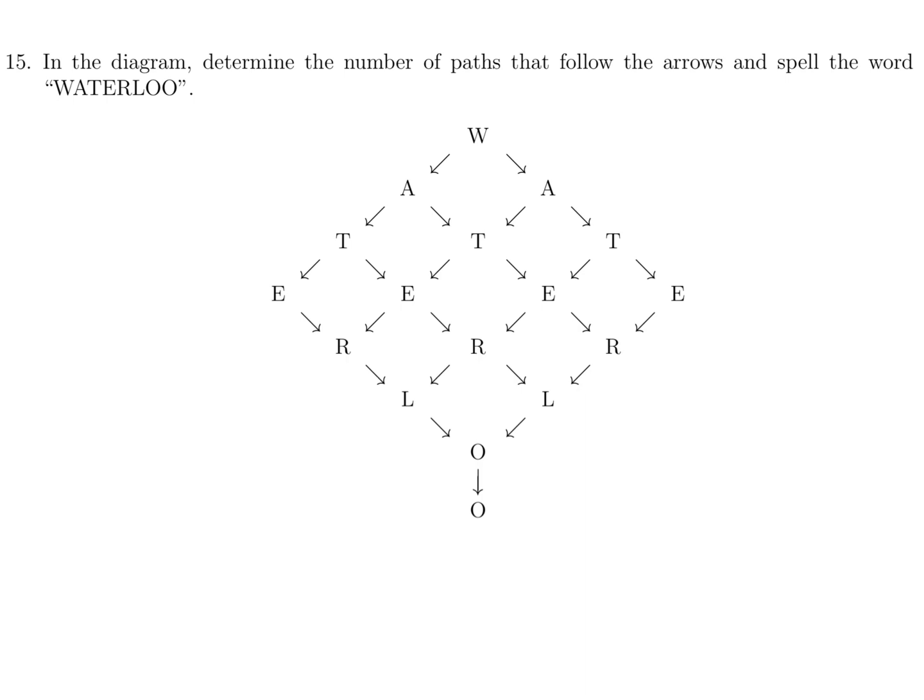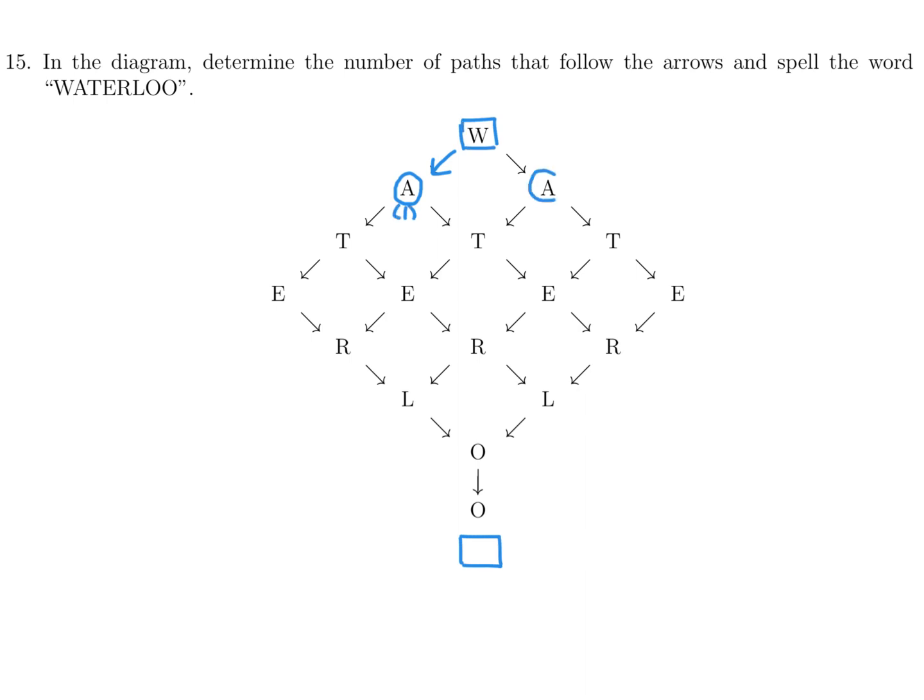In the diagram, determine the number of paths that follow the arrows and spell the word Waterloo. All right. So our end goal is to try to figure out this number here. And it's cumulative, so let me explain. Okay, so how many ways can I get to this A? There's only one way. From the W. W is the starting point, right? So I put 1 here.